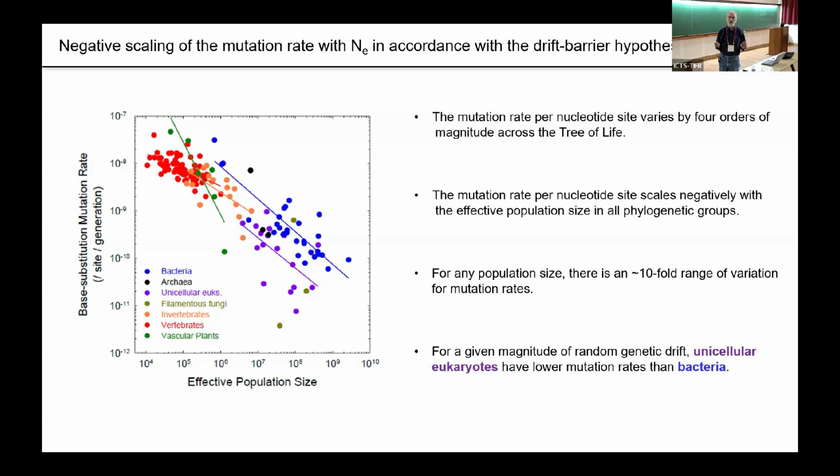And the other thing I wanted to emphasize here is this is one of the only things that I'm aware of that unicellular eukaryotes do better than prokaryotes, and that's replication fidelity. So I don't know if you can see the colors here. The blue dots up here are bacteria, and the purple dots down here are unicellular eukaryotes. And what you can see is that for unicellular eukaryotes, at the same effective population size as bacteria, typically the mutation rate per base is reduced by about 10-fold.